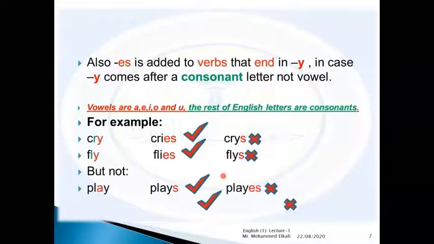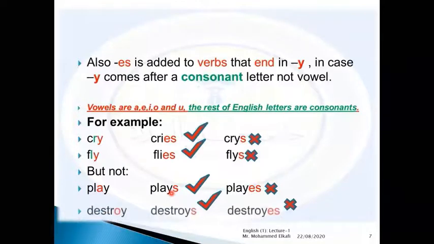But not play, we will not add es here. For play we'll say plays, not the other form. Okay, why? Because play ends in y, and before y we have a vowel, not a consonant, the letter A. For that reason, we just add s, similarly to the previous forms. This is for the verbs that end in y and are preceded with vowels. We should add s, not ies or es.